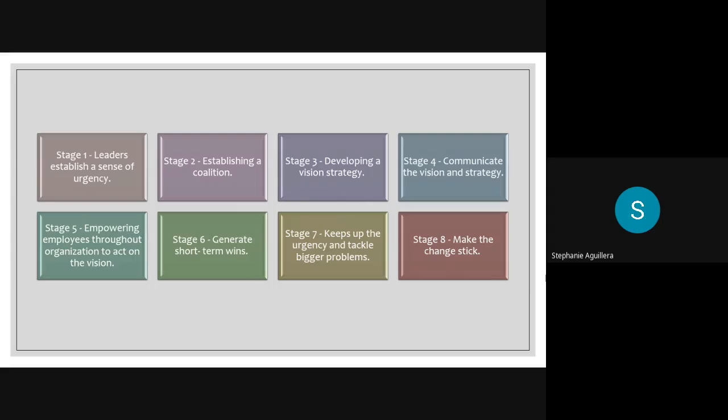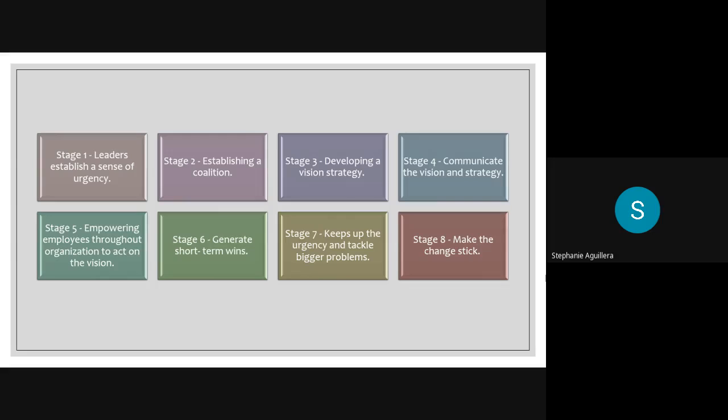Stage 5. Empowering employees throughout the organization to act on the vision. This means getting rid of any obstacles to the change, which may require changes in systems, structure, or procedures that hinder or undermine the change efforts. People are empowered with knowledge and resources, and that makes things happen.